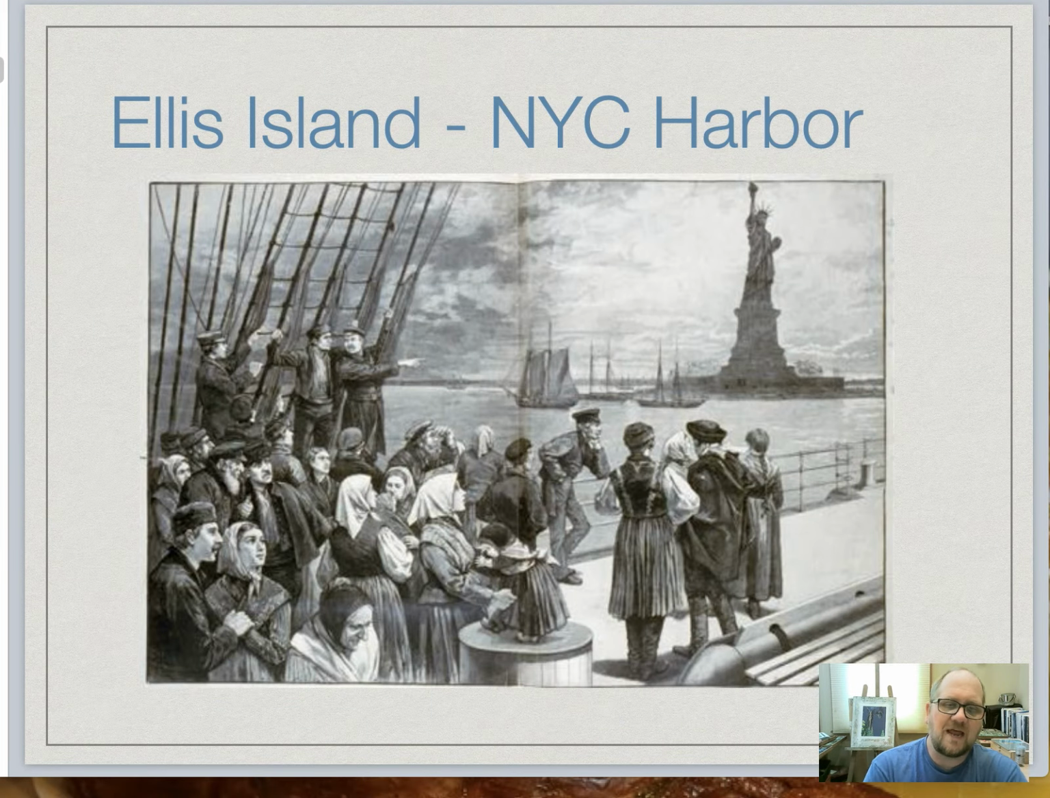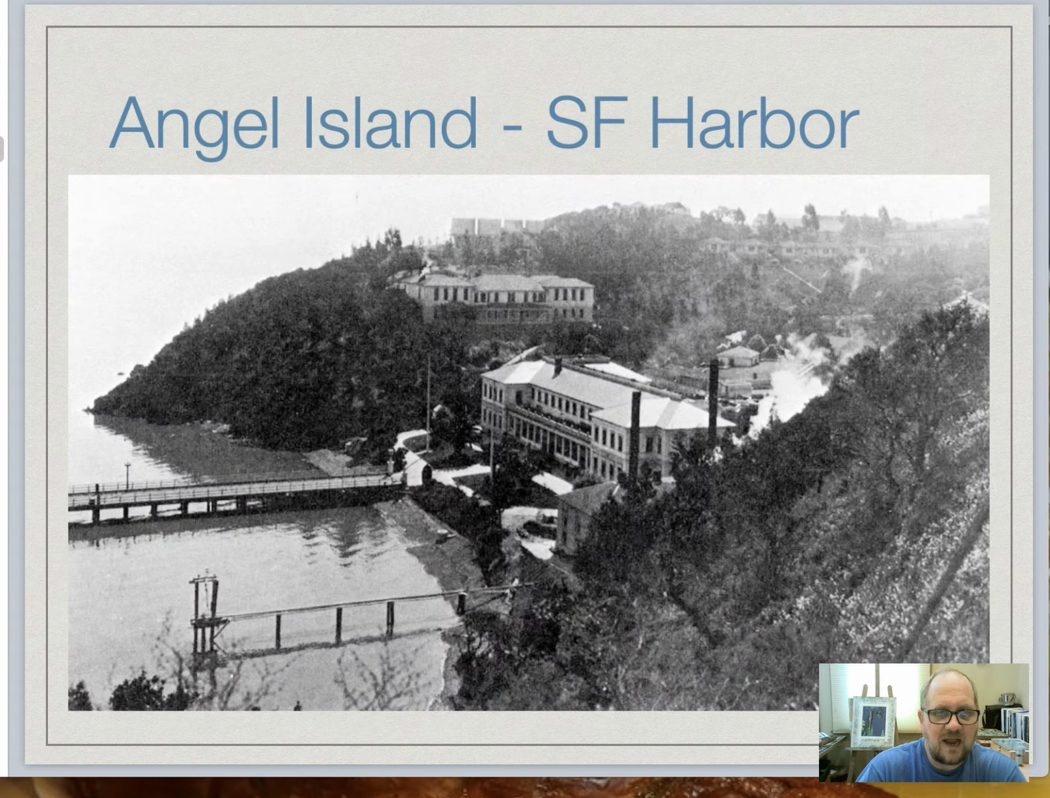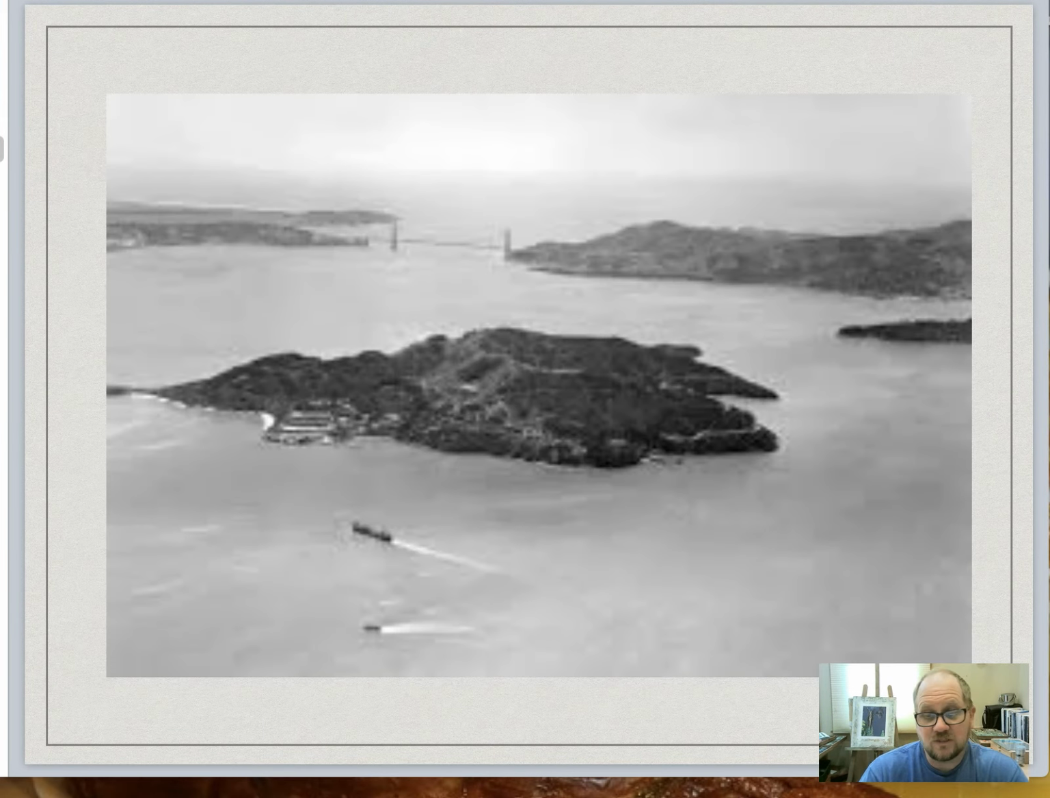So in New York, we had Ellis Island. That was the main processing center in the late 1800s, early 1900s. And that's where most European immigrants were processed in the later part of the Gilded Age. In San Francisco, we had Angel Island, which was the same sort of thing. I'll get into what the processing centers were like in a second. But Angel Island was the equivalent. It was in San Francisco Harbor, taking mostly Japanese and Chinese people and processing them.